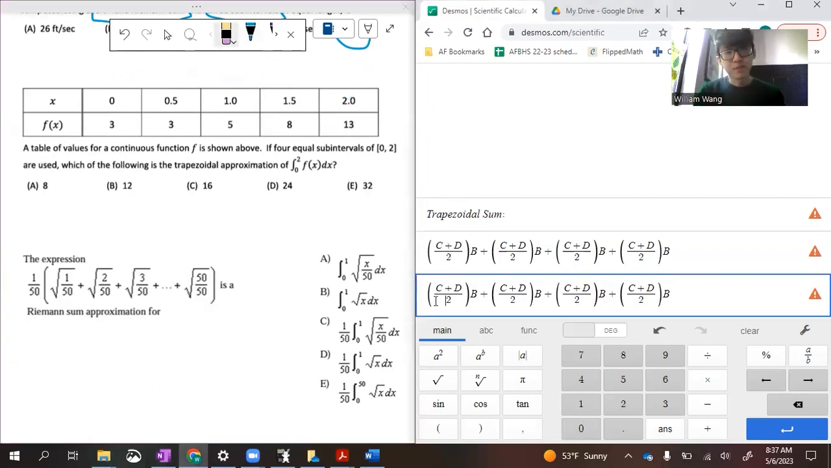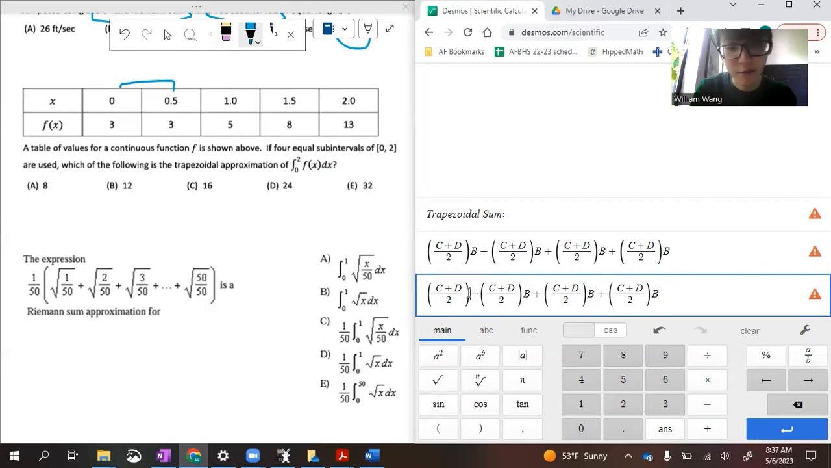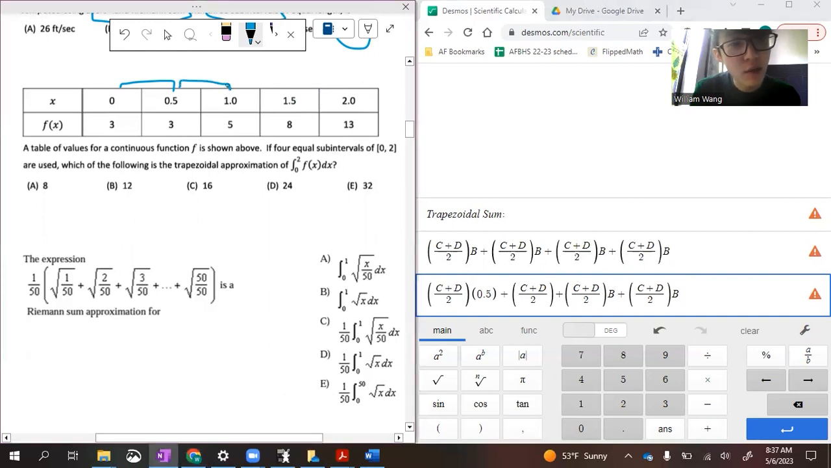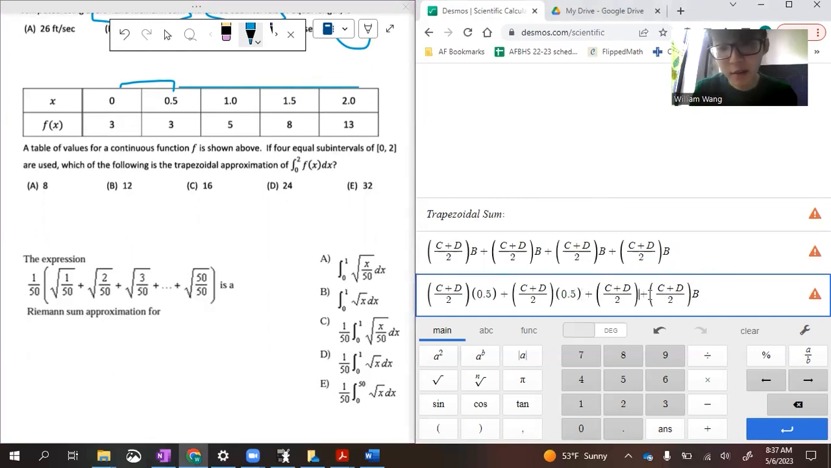Okay, so what exactly is happening here? Well, remember, b is the base, so let's fill in the base for each of those because that's familiar to us. 0 to 0.5, so my base is 0.5. This was easy for us. We did the same thing in the Riemann sums. My second rectangle goes from 0.5 to 1, that's another 0.5. Then from 1 to 1.5, that's another 0.5. Then 1.5 to 2, that's another 0.5. So all of these have a base of 0.5. Hopefully that starting off makes sense.